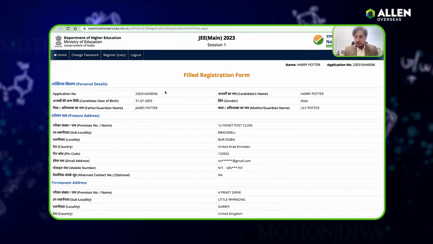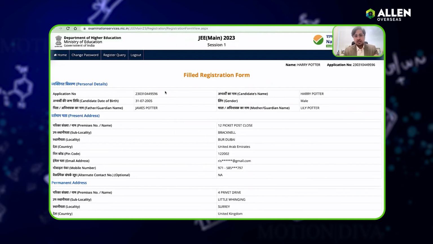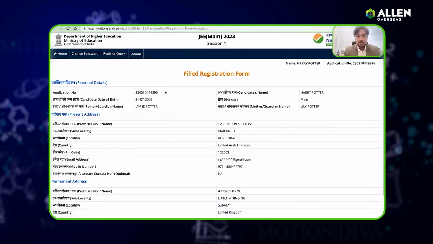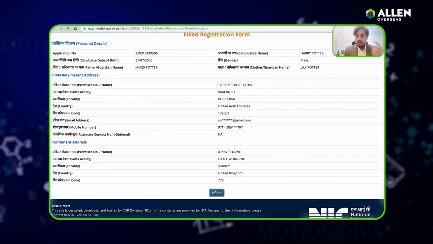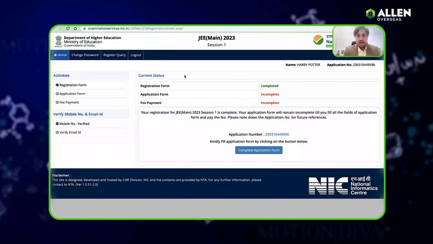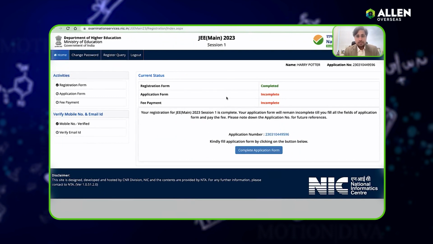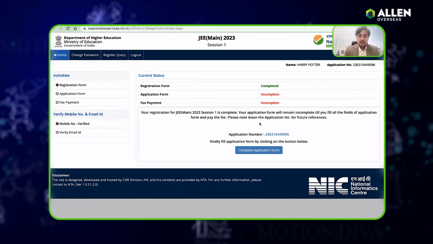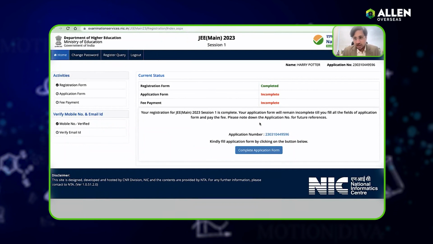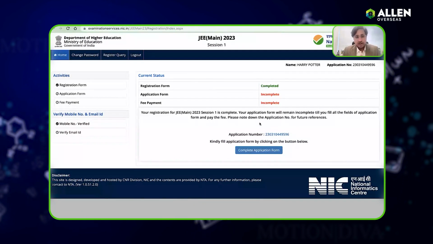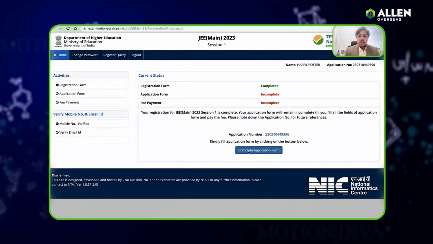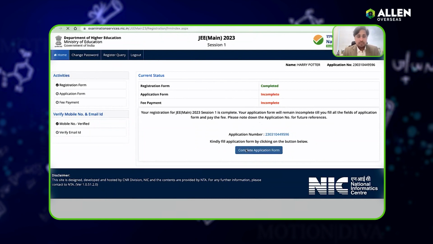Since I have already filled the form, you can see the application number. But once you are filling the form, you will not have the option to fill this application number. Okay. So let's go ahead. Application form. This is incomplete because I haven't uploaded the image and all, but let me show you how this application form will look.